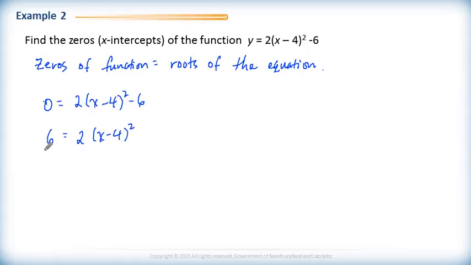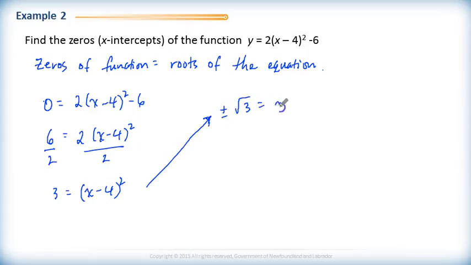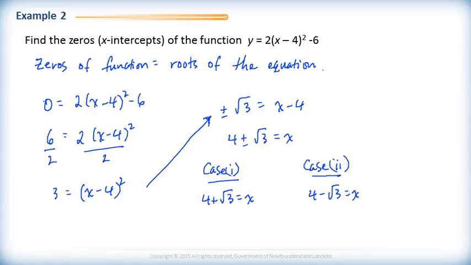Then we divide both sides by the 2, so that we have 3 equals (x minus 4) squared. From there, we will now have plus or minus the square root of 3 equals x minus 4, and so we now have 4 plus or minus root 3 equals x. And if desired, we can write these as two separate cases as before.